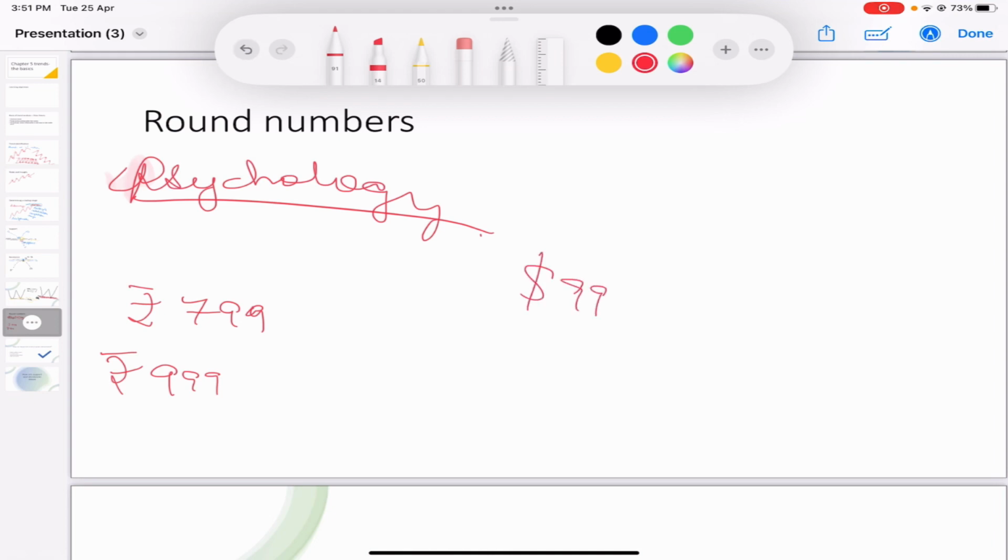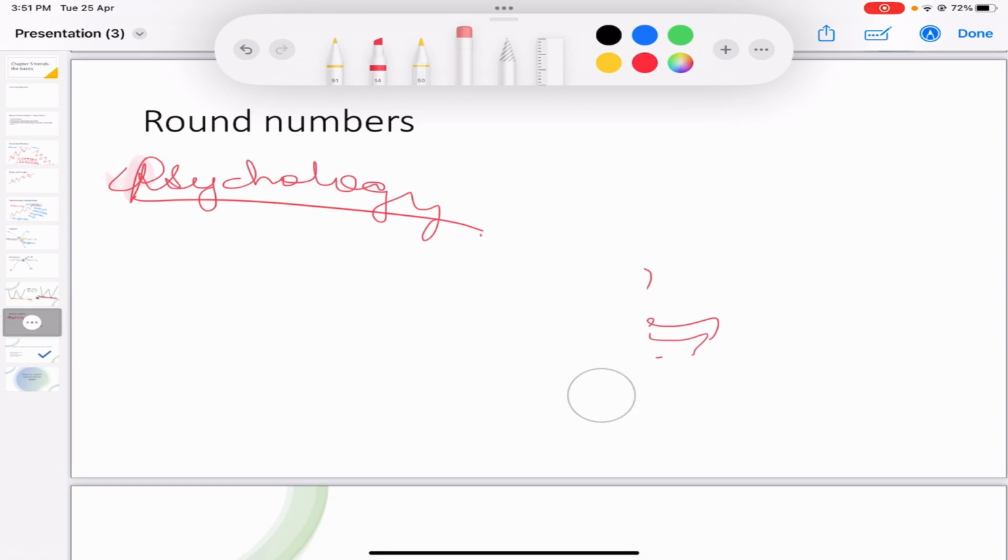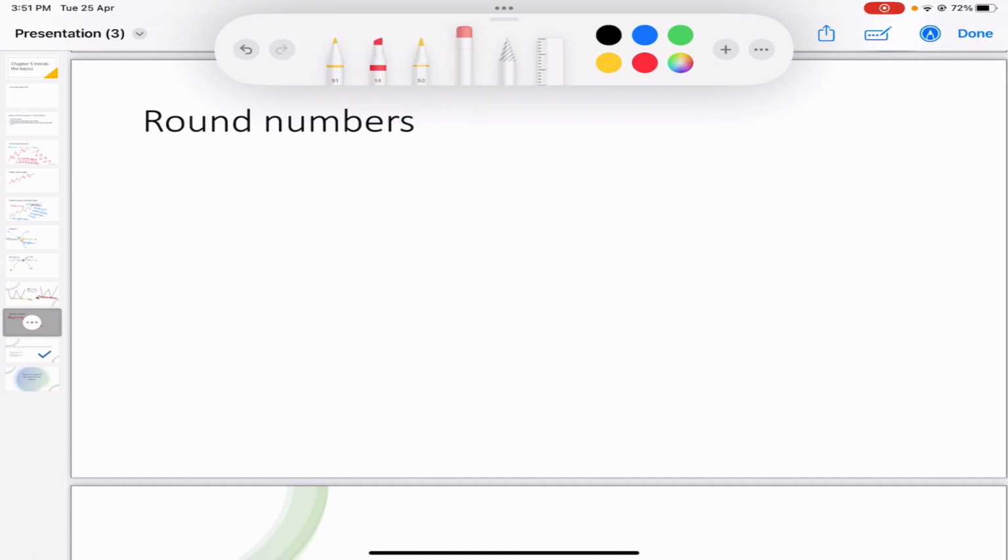Why is that happening? They could have just put it as $100, right? But they're deliberately putting it like this because we always think in round numbers. We are always going to round it up to 90 instead of 100. We are going to round it up to 700 instead of 800. We are going to round this up to 800, 900 instead of 1000. So that is how we are going to react to these prices, and that is a psychological concept. Humans always think in round numbers. So these round numbers are also going to play an important role in the stock market.